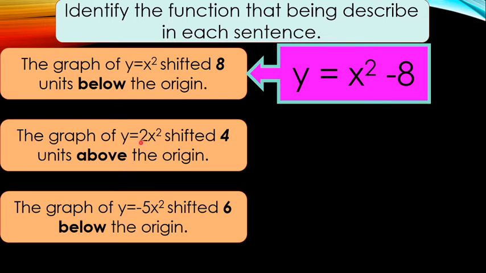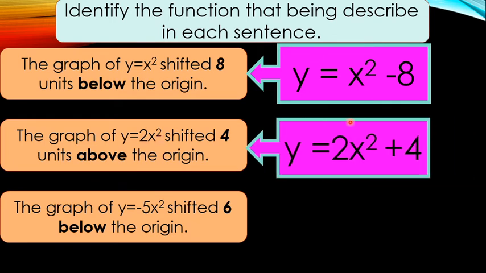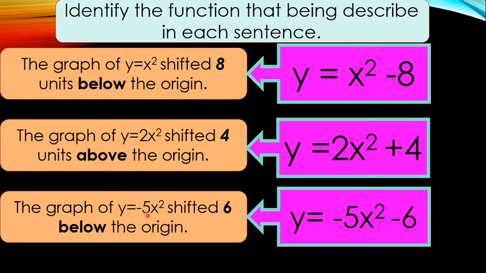Another. The graph of y is equal to 2x squared. Just write 2x squared. After you write 2x squared, since the clue word here is above, you're going to use plus and then 4. Next, copy negative 5x squared and it is below. Therefore, you're going to use minus and then the number of units, which is 6, minus 6. So, this is how you're going to write a quadratic function using this description.